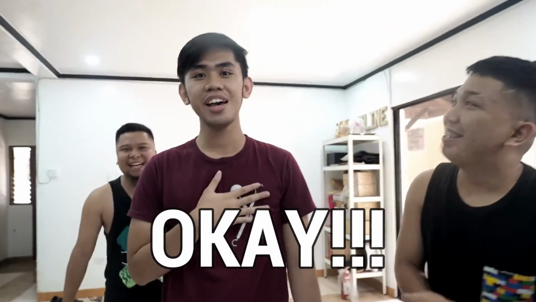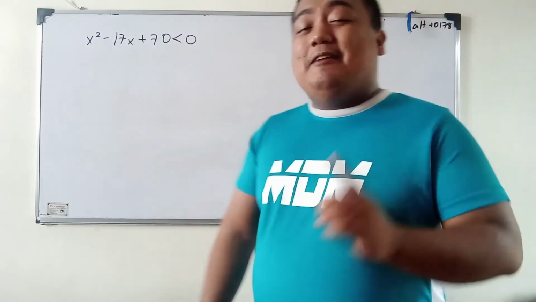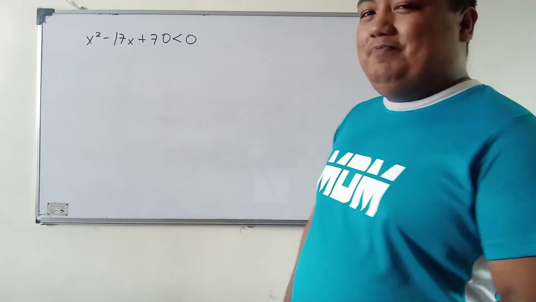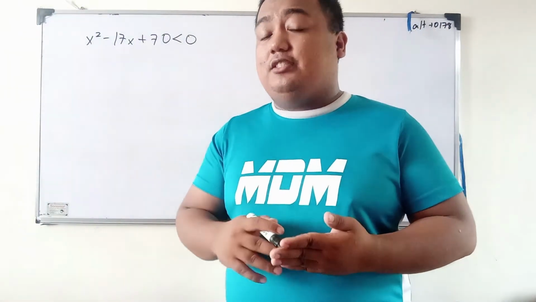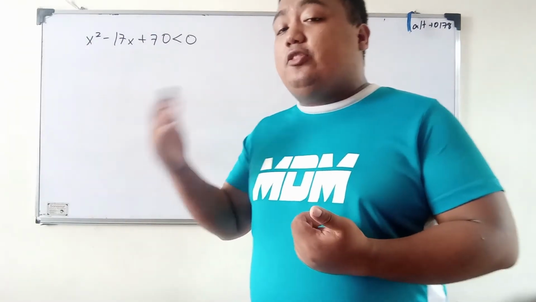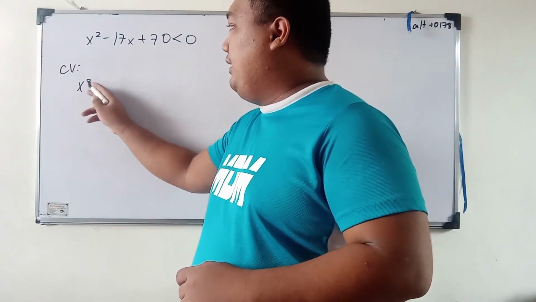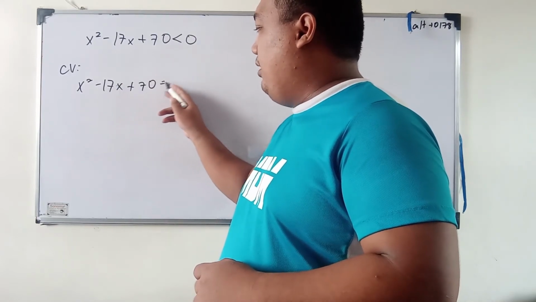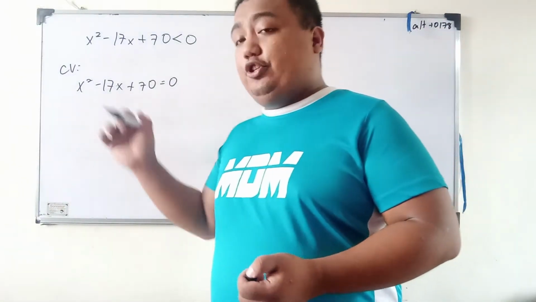Okay ba? Okay! Next example, this time naman, ang given natin is x squared minus 17x plus 70 is less than 0. Okay? So again, our first step is to identify the critical values. It means the inequality, we will equate it to 0. So critical values, x squared minus 17x plus 70 is equal to 0. So think of the value of x that will make this equation 0.